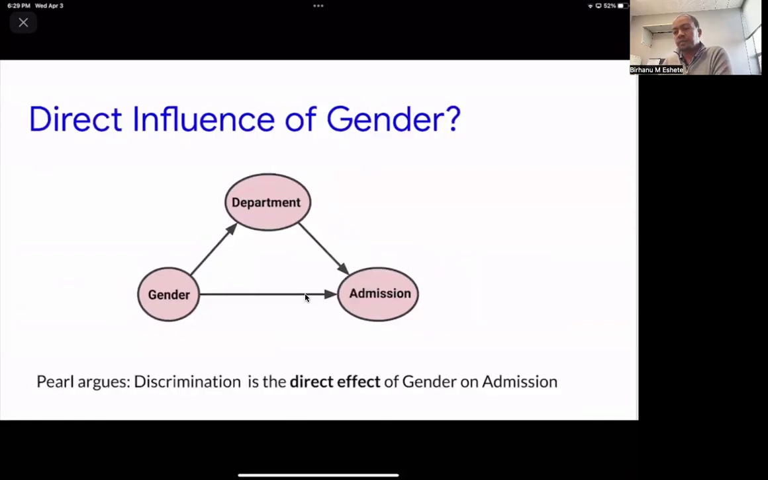So, for example, is gender a direct influence in this case, right? The argument by Pearl is that discrimination is the direct effect of gender on admission, right? So the fact that discrimination is happening is the direct effect of gender on admission, at least as per the causal reasoning that is done.